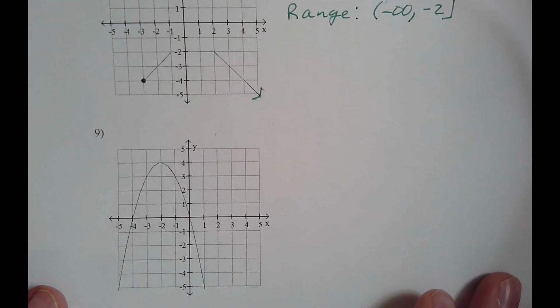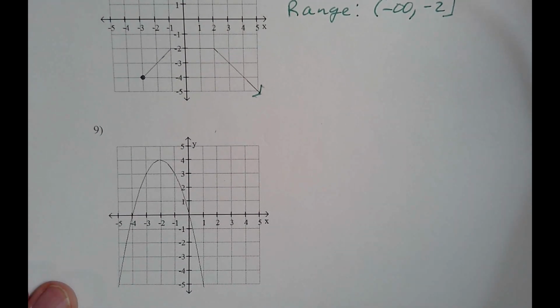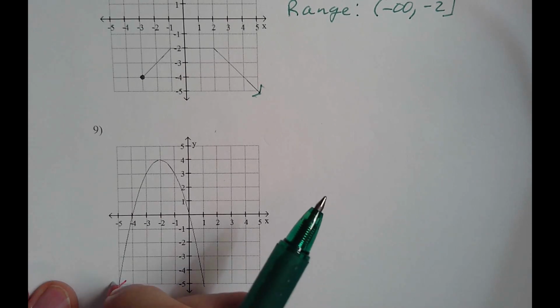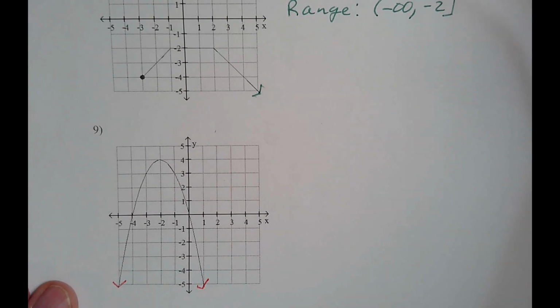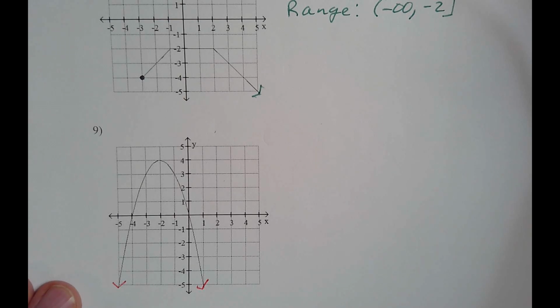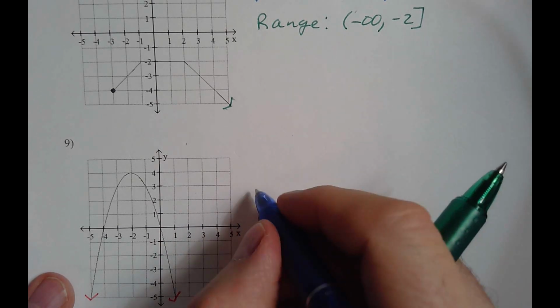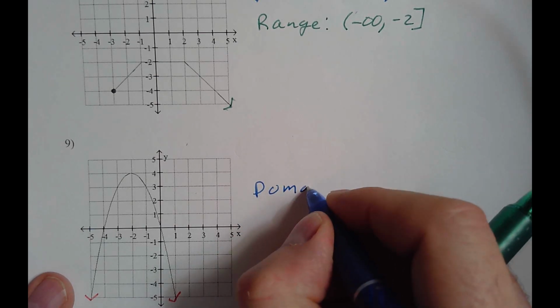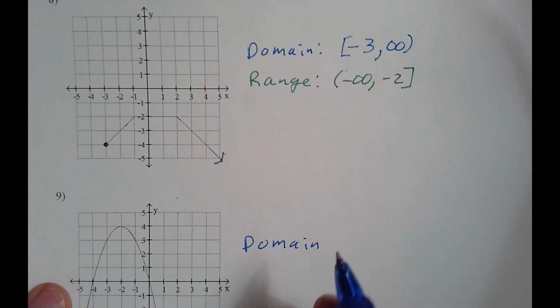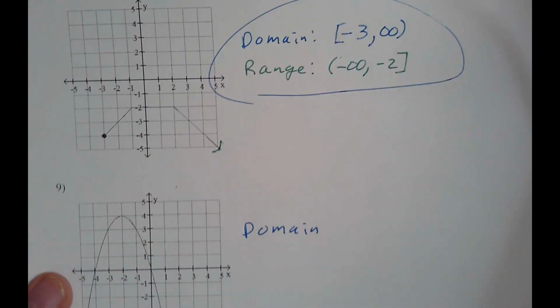And number 9, again, we're going to assume that these things go on forever, that the arrows just got dropped off. So my domain here is going to be all real numbers. I guess I should have circled these up here as my answer.